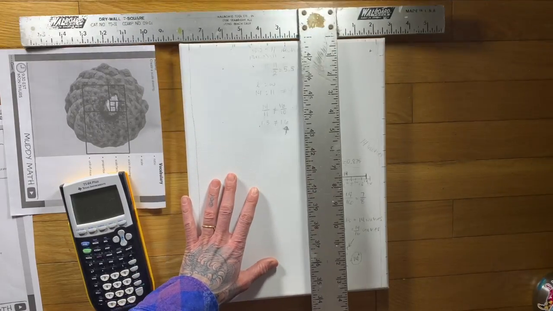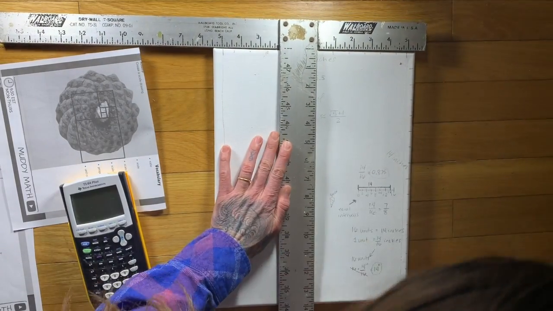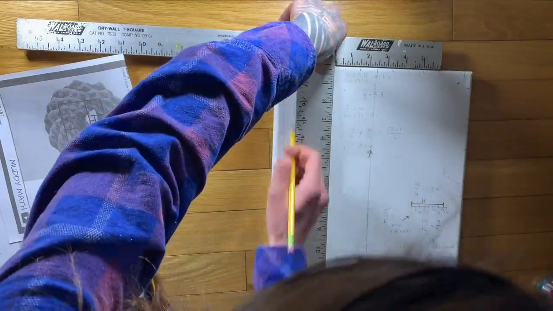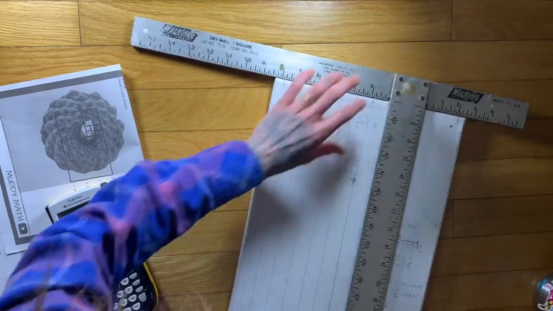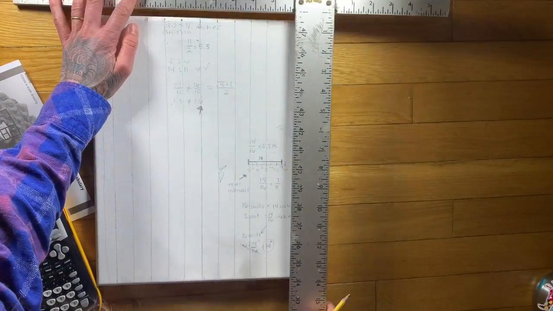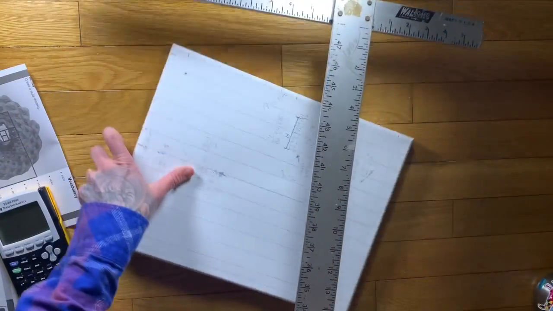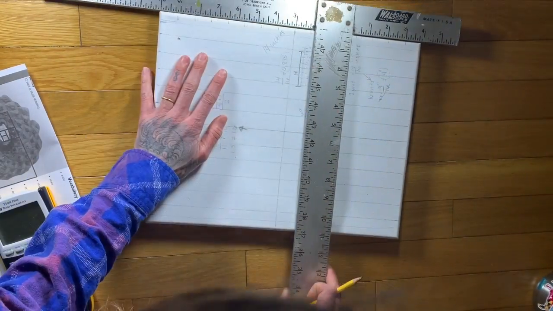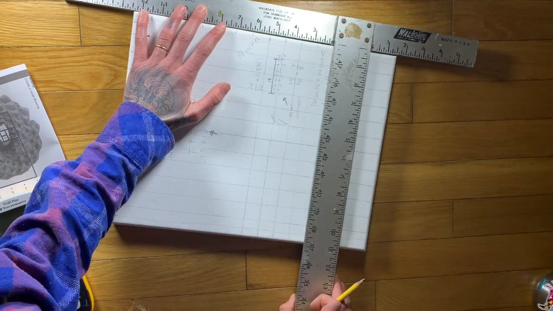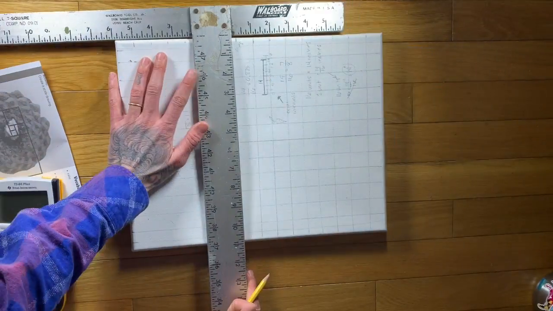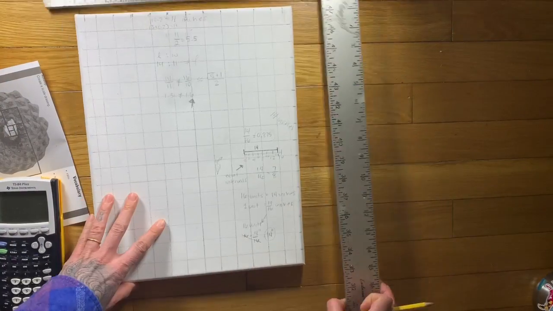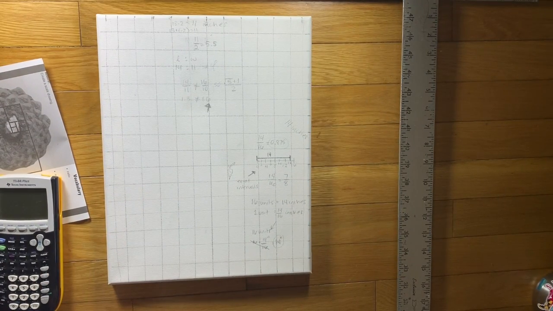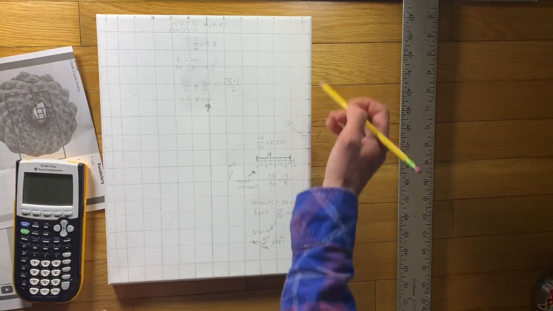So now I want to make the grid. Okay, so now we have a grid, and some of you might be like, sweet, why did we need a grid? But we want to create the golden ratio on the grid.